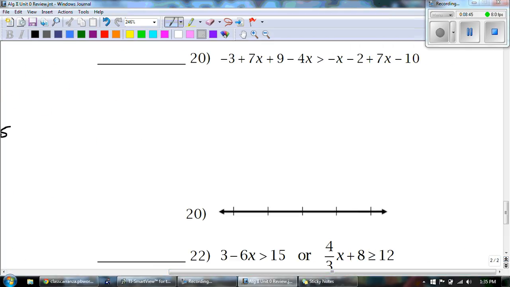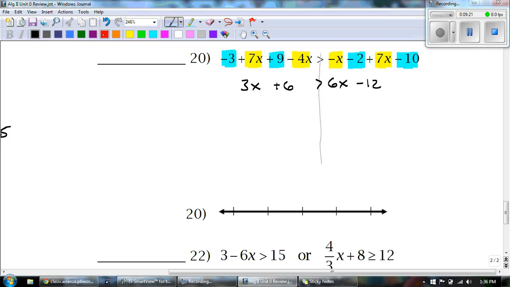Number 20. Don't get scared because these problems are getting longer. Combine your like terms. We'll work on the left side first. 7 minus 4, we get 3x. And negative 3 plus 9, we get 6. Is greater than. Negative x plus 7, we get 6x. And then negative 2 minus 10 is negative 12.